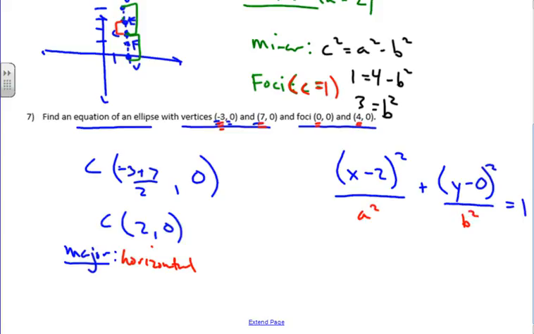All right, unlike the previous one with the vertical, where the a squared was under the y and so on and so forth. But now the question is, where is our a? Well, our a, once again, is from our vertices. So looking at our vertices, we have to figure out what is the distance from the center to one of the a values. If you take that, you notice that we're starting at 2, and we're going to 7. So 7 minus 2, a is going to equal 5.